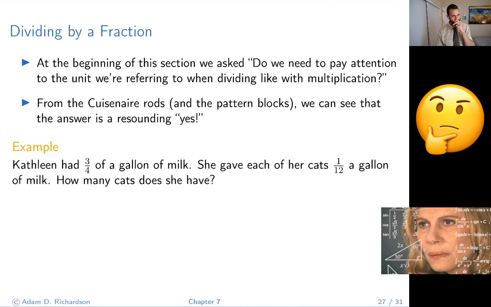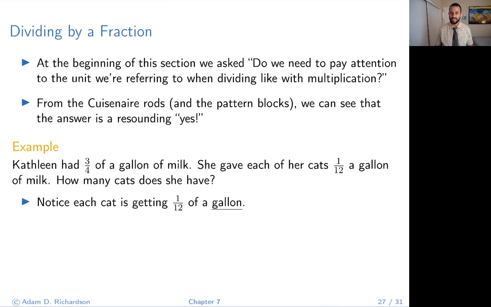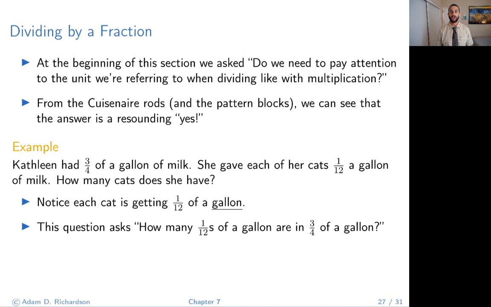Well, let's look at this. Notice that each cat is getting 1/12 of a gallon. So the gallon is the referent unit. So 1/12 of a gallon is how much each cat is getting, right? So the question is asking, how many 1/12ths of a gallon are in 3/4ths of a gallon? Because if she's only got 3/4ths of a gallon and she's giving out 1/12ths, she's doing repeated subtraction. What is that repeated subtraction? That's division. So we're dividing 3/4ths by 1/12th. That's the actual mathematical problem that's going on. 3/4ths divided by 1/12th is equal to 36 over 4, which is 9. So she's got 9 cats.